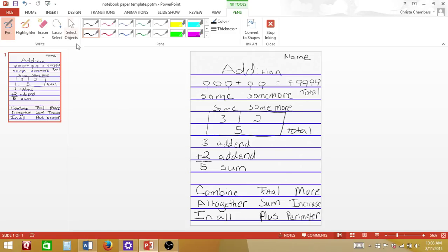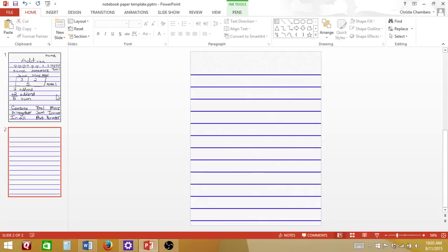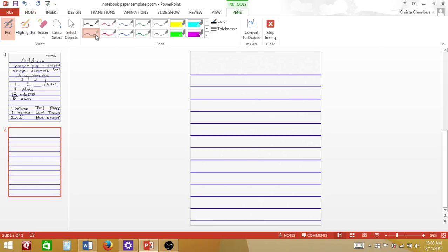If you'll turn your notebook paper over, we're going to look at subtraction real quickly. So I'm going to add a new slide, and you turn your notebook paper over, and at the top of your paper, go ahead and put subtraction. And we're going to stop after subtraction today.